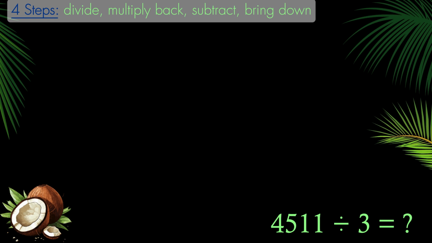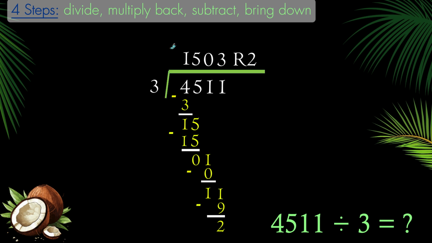Next up, 4,511 divided by 3. Now, pause, try it out, then come back. Ready? The answer is 1,503 remainder 2. I love the way you didn't give up.